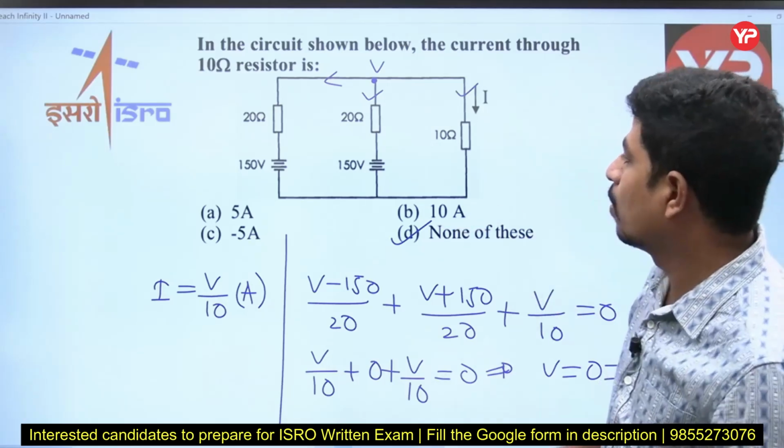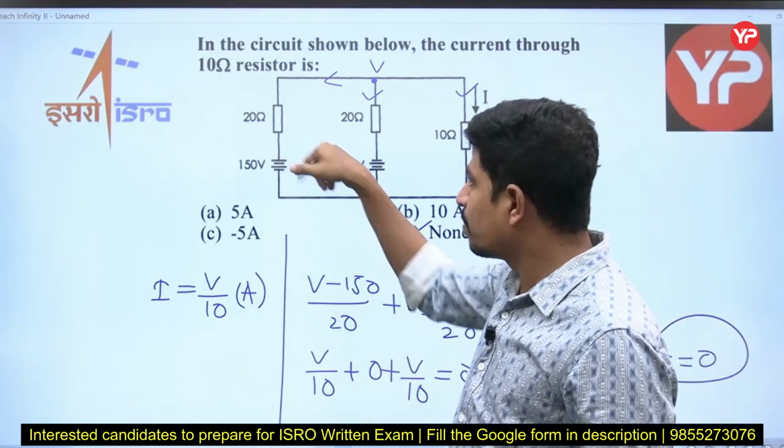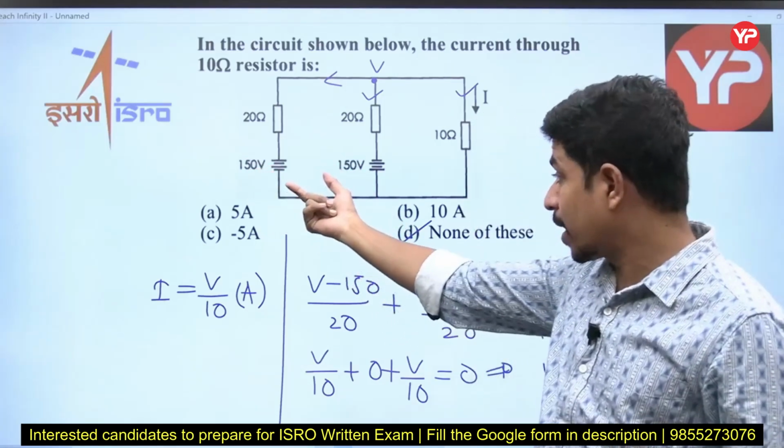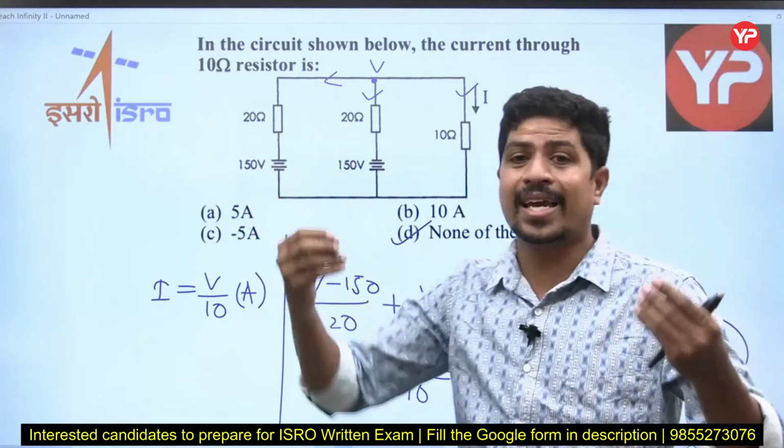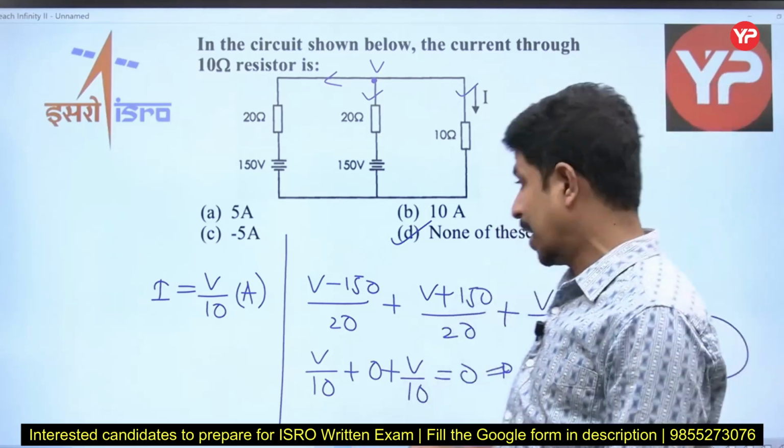Why? Because this is a source of equal impedance. This will give you a current source, and this will give you a current source. Both current sources are getting cancelled with each other, right? If you make a source transformation, I will tell you that also.